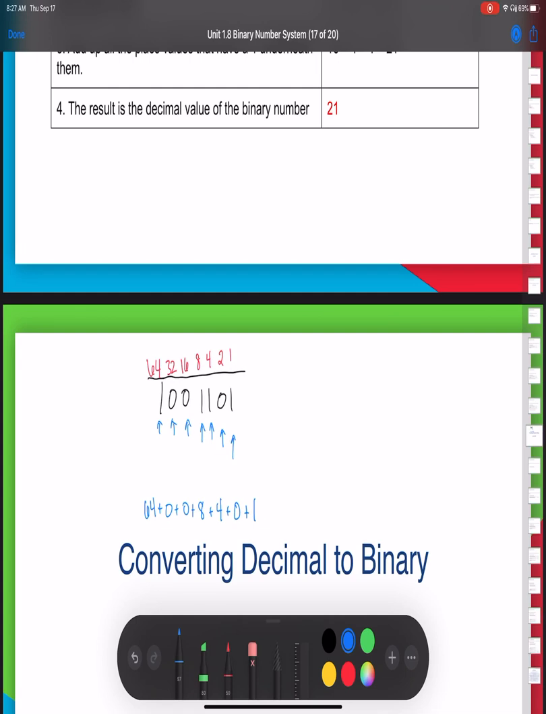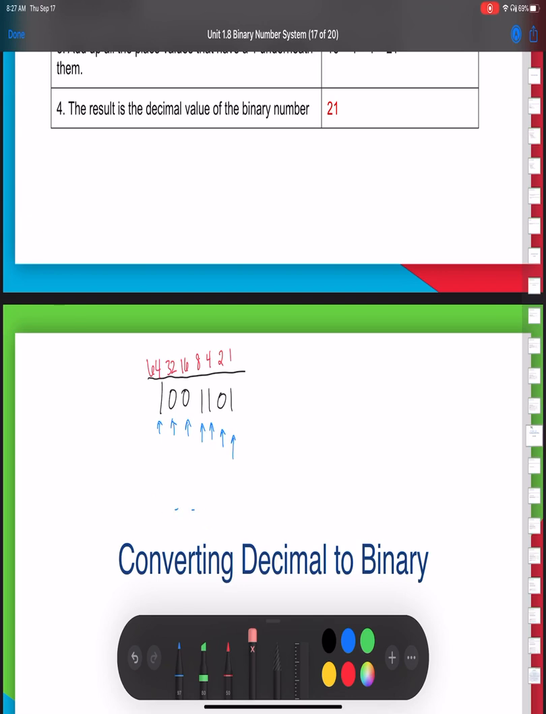All right, and then in the end, all we have to do is add everything together. So 64 and 8 should give us 72. 72 and 4 should give us 76. Plus 1 should give us 77. And then that should be our final answer for the binary code 1001101. All right, that should be equivalent to the decimal of 77.